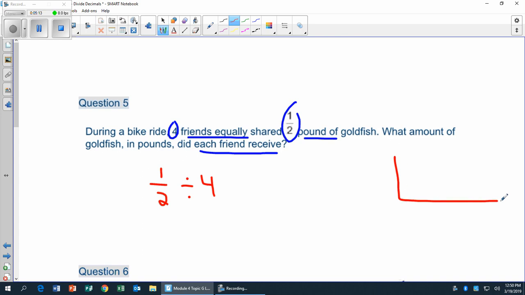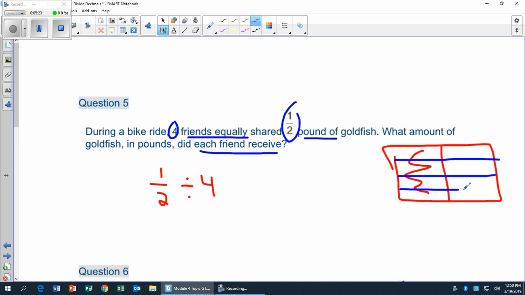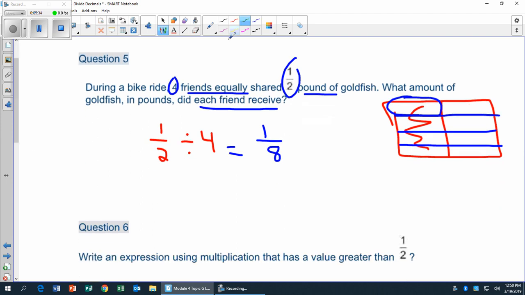For those of you who like a picture, I have my half of goldfish, and I'm going to divide it up by 4 people, and I end up with this one spot right here for one person, which is 1/8. Some of you like the keep change flip way, so I keep 1/2. The C tells me to change that to multiplication, and the flip tells me to flip that upside down, which would give me 1/4, and that's another way that gives me 1/8.